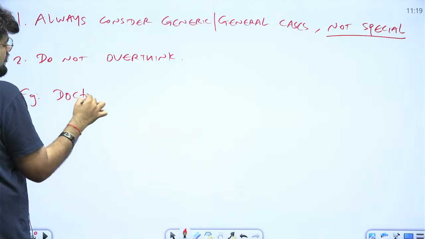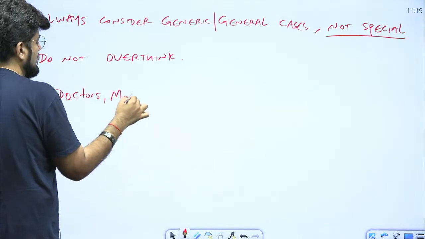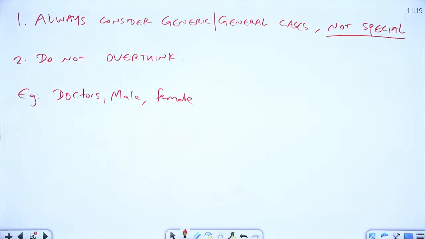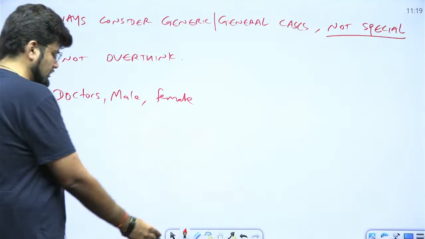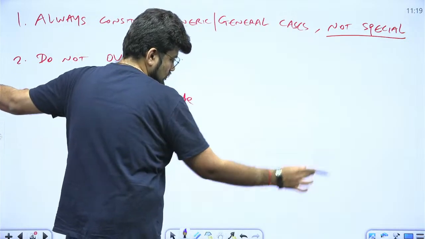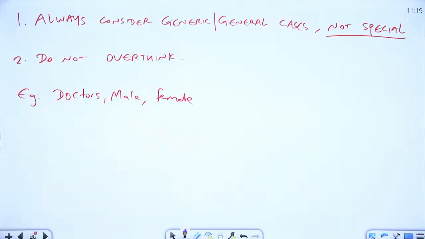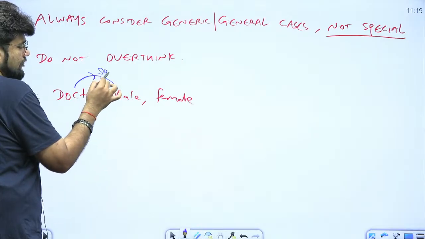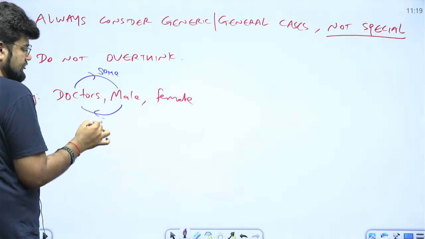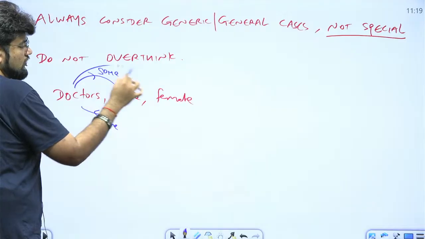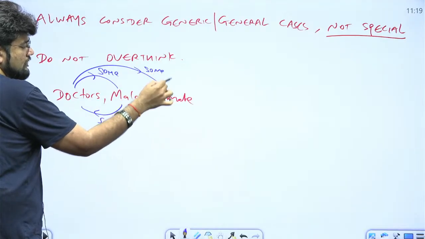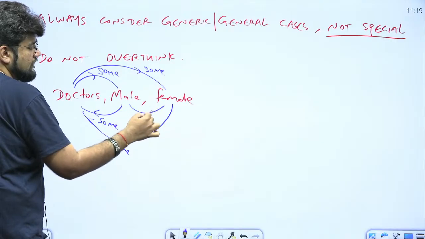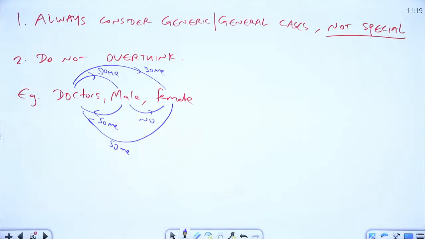Doctors, male, female. Now here, there is a certain category of students who ask me this question. I'll show it to you how. So you will say that some doctors are male, some males are doctors. Some doctors are female. Similarly, some females are doctors. And what about male and female? There is no male who is female.